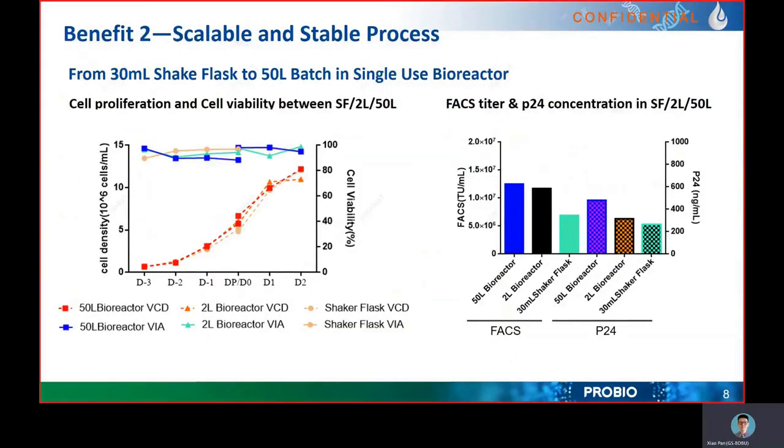As can be seen here, process scale up from 30 ml shake flasks towards 50-liter bioreactors. The cell growth profile in terms of cell density and cell viability are very comparable between batches. Also, the LVV productivity and yield are also very comparable between different scales.